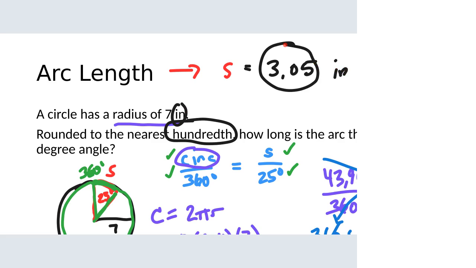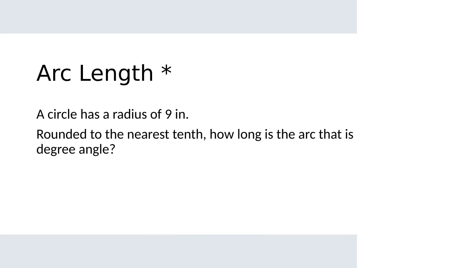And so what we're saying here is if it's 43.96 inches all the way around the circle, then this little piece right here is 3.05 inches long. Let me know if you have questions on that before I have you try one. Okay, here goes. A circle has a radius of 9 inches. Rounded to the nearest tenth, how long is the arc that is cut by a 35-degree angle? I'll make a poll for this so you can try it.